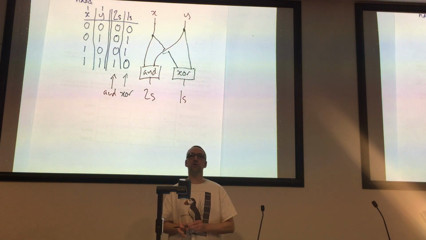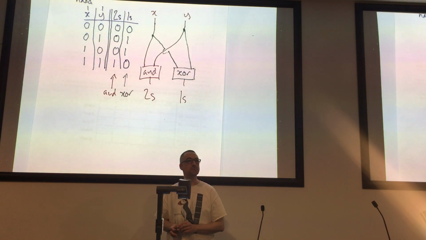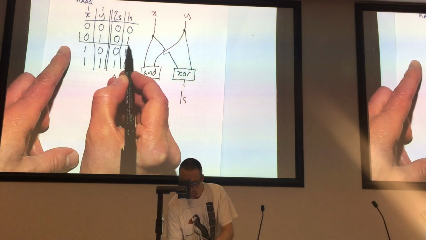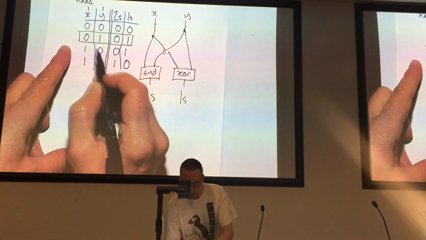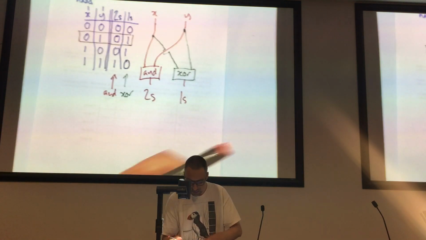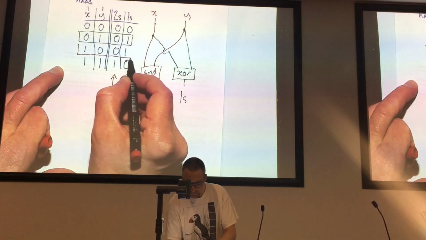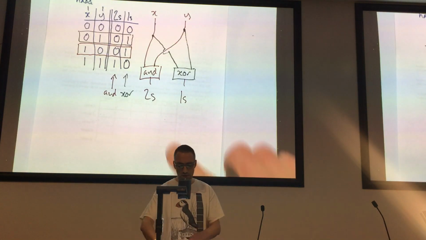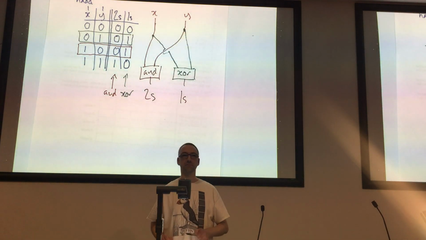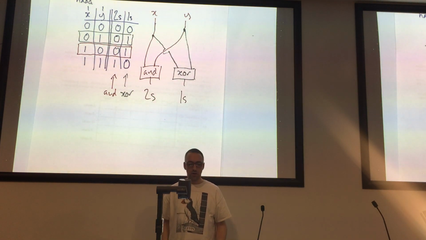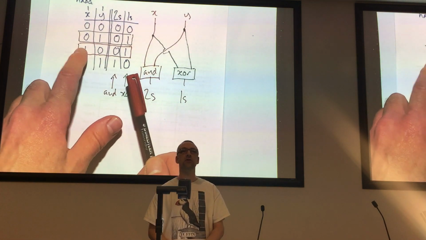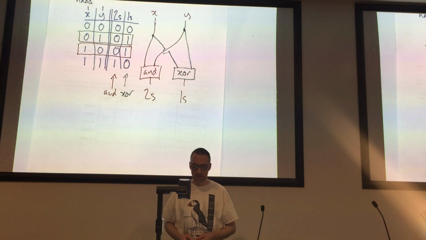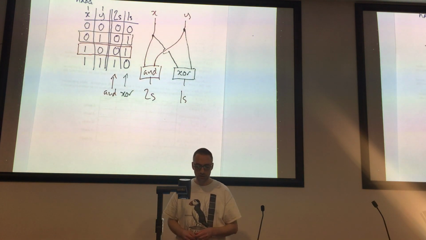You look for the rows where the output is 1. Yeah? So for our XOR, that's this row. And I'll do the other one in red. This row. So I have selected the two rows where the output is 1. Now we can see which bit patterns of the inputs produce those outputs. And we can build detectors for those bit patterns.